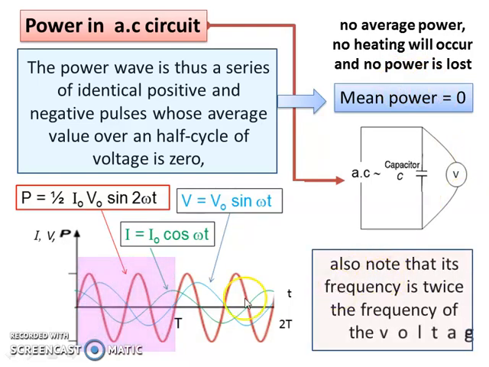And also note that its frequency is twice the frequency of the voltage. For one complete cycle, compared with the voltage V-T graph, we have one complete wave. For power, we have two complete waves for one cycle. So that's why the frequency of the power is twice the frequency of the voltage.